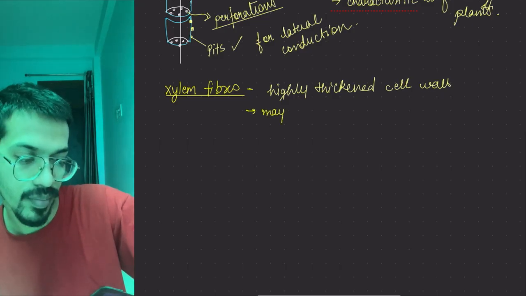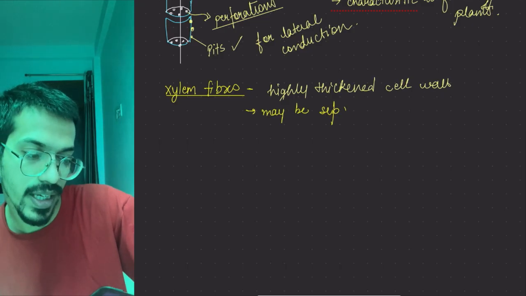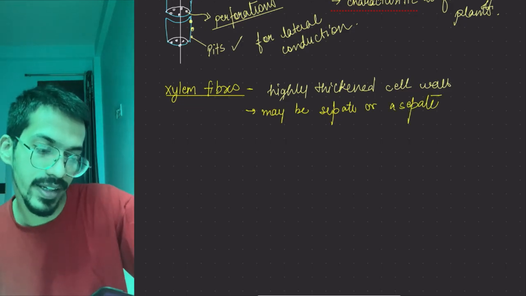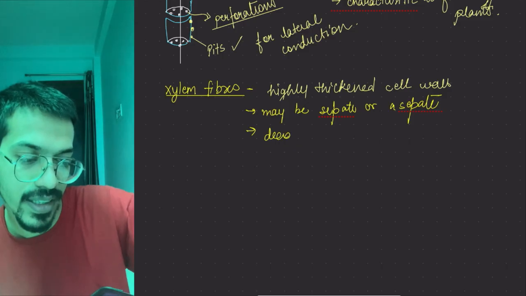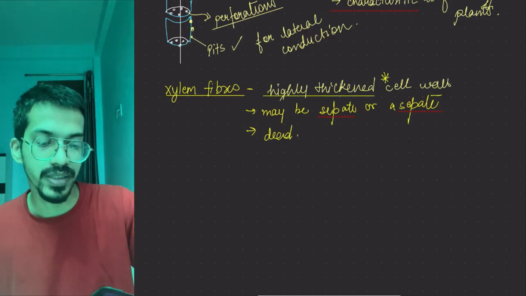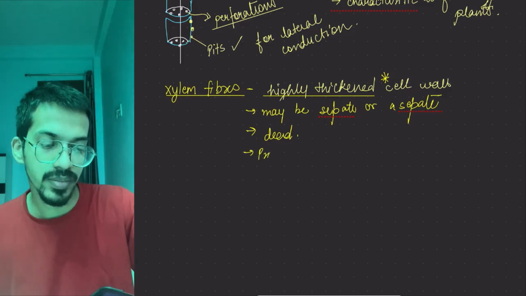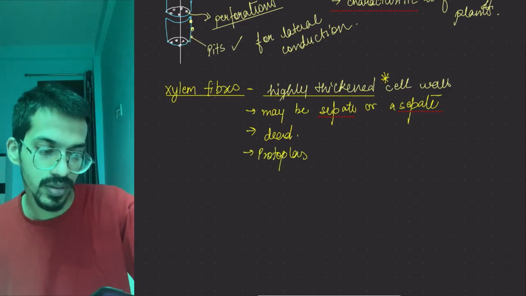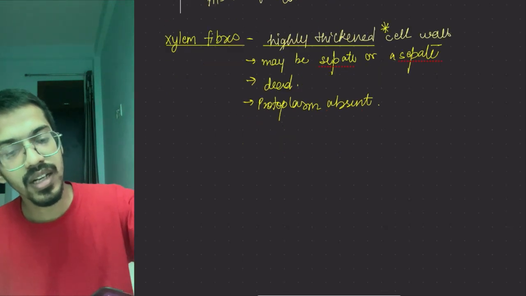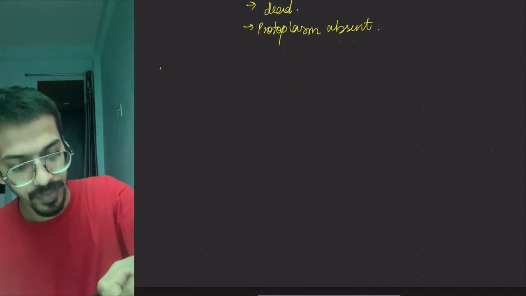Maybe septate or aseptate, and they are dead because of high thickenings. Okay. Protoplasm will also not be present. Protoplasm absent. This is very easy to remember, the facts. Then comes the last one, xylem parenchyma.